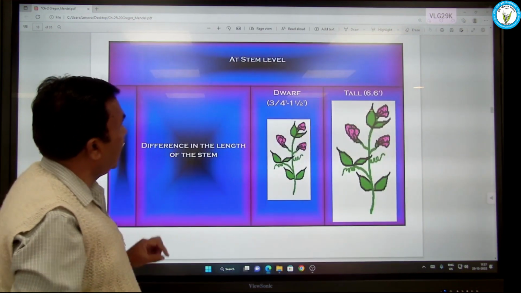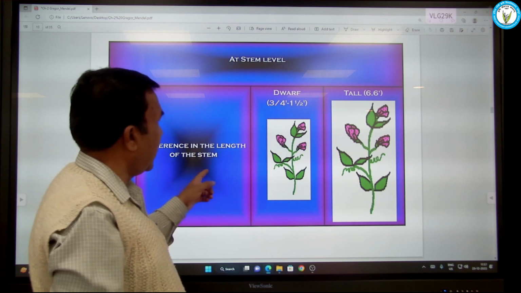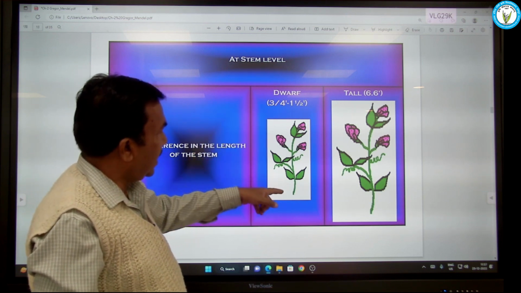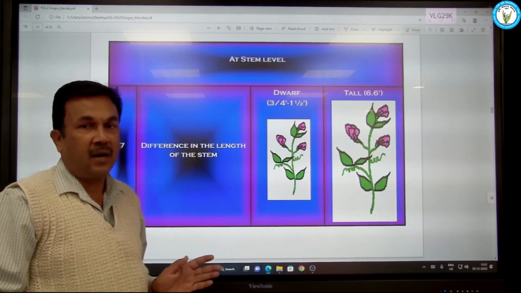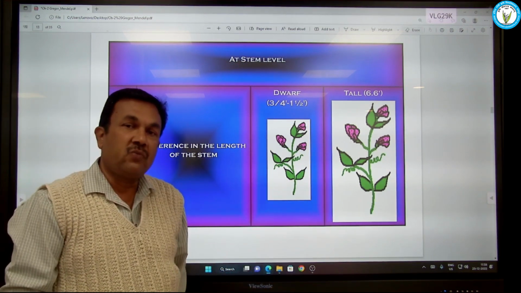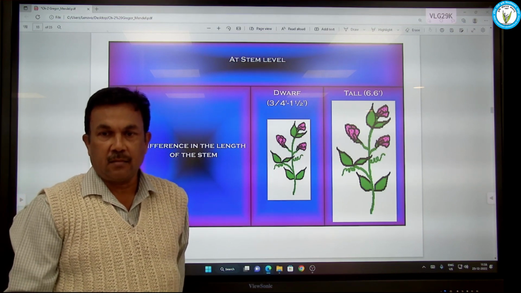At stem level, he studied 2 traits, the difference in the length of stem, whether the plant is dwarf or tall. So these 7 contrasting traits Mendel used for his study. The latter portion we'll discuss in the next continuation.